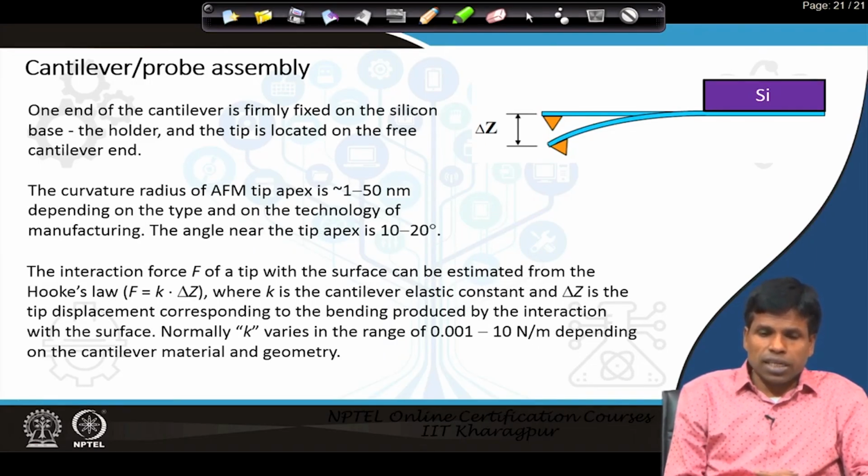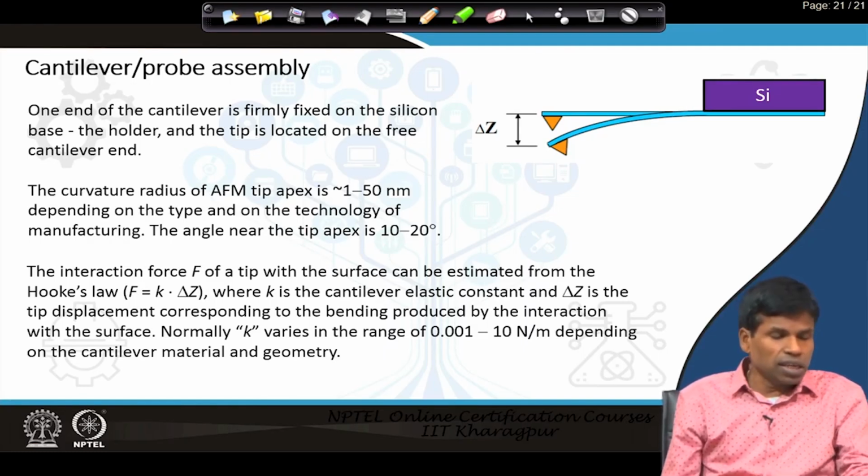The second thing is the interaction force between the tip and surface, which is estimated by following the simple Hooke's law, that the force is proportional to the displacement, through a constant which is the spring constant, or elastic constant, of the cantilever. Delta z is the displacement, and the value of K, the spring constant, varies in the range of 0.001 to 10 Newton per meter depending upon the cantilever material and geometry.